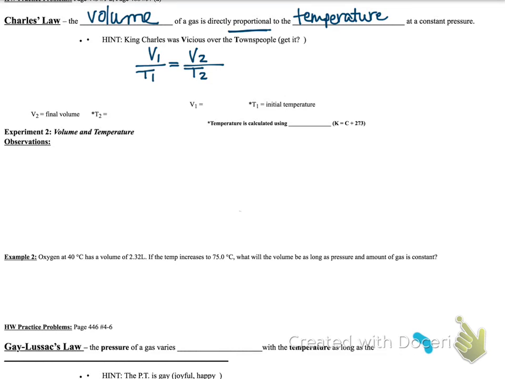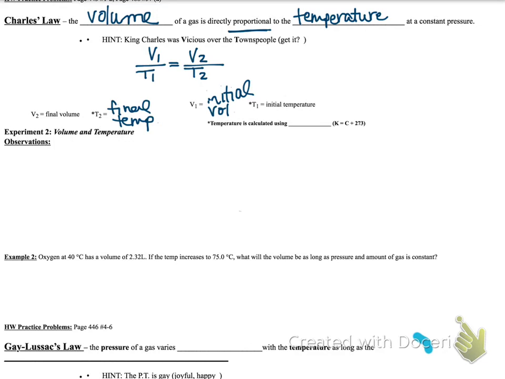And V1, of course, is our initial volume. T1 is our initial temperature. V2 is our final volume. And T2 is our final temperature.